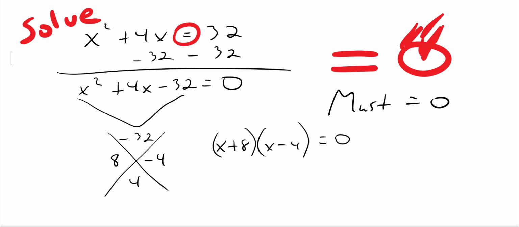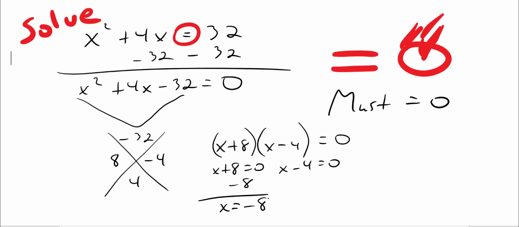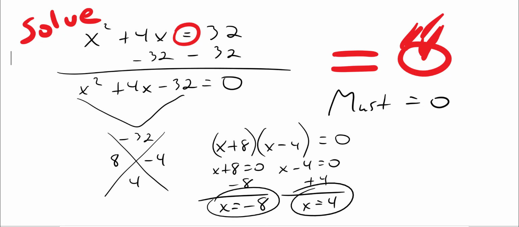So anyway, I set both of these equal to 0. x plus 8 equals 0. x minus 4 equals 0. And then subtract 8, x equals negative 8. And add 4, x equals 4. There we go, there's our two answers. Isn't that sweet? So it's not bad, but it's got to equal 0.